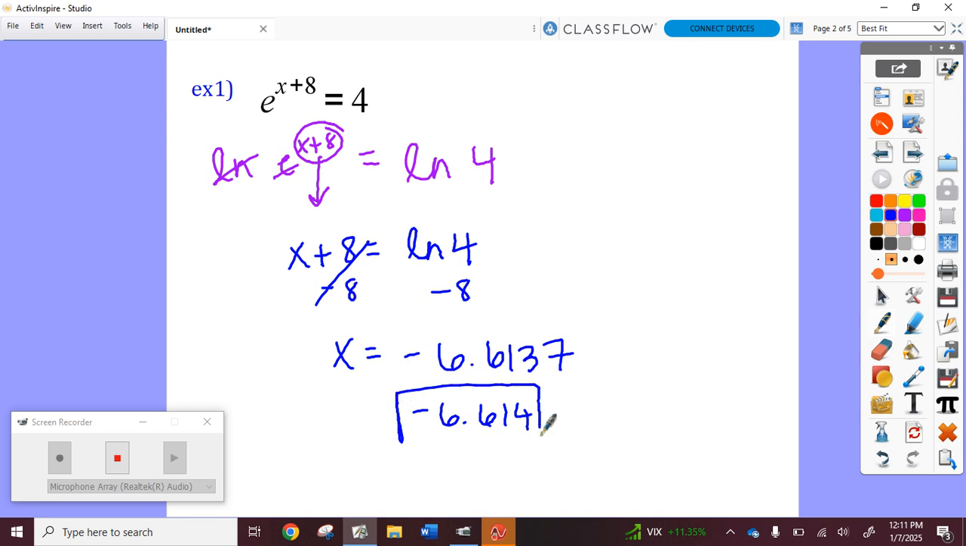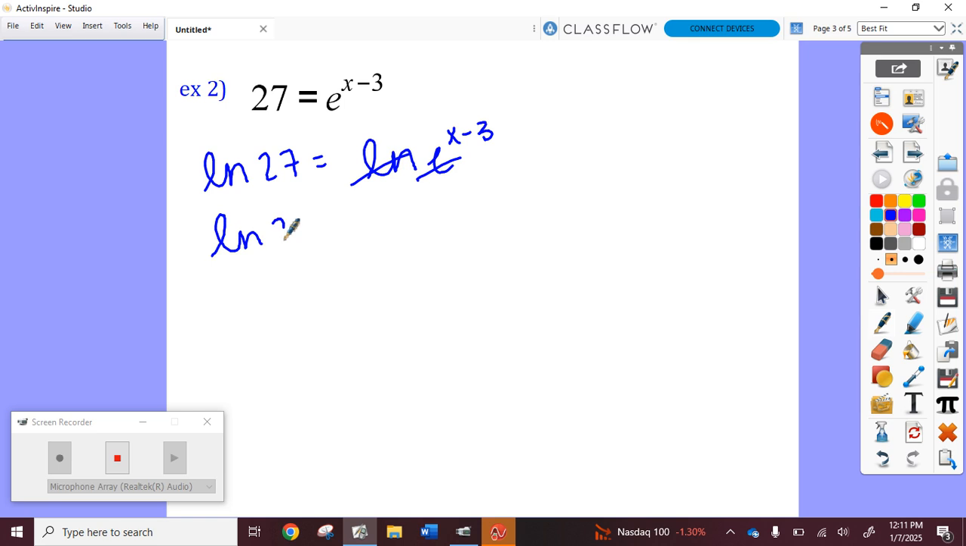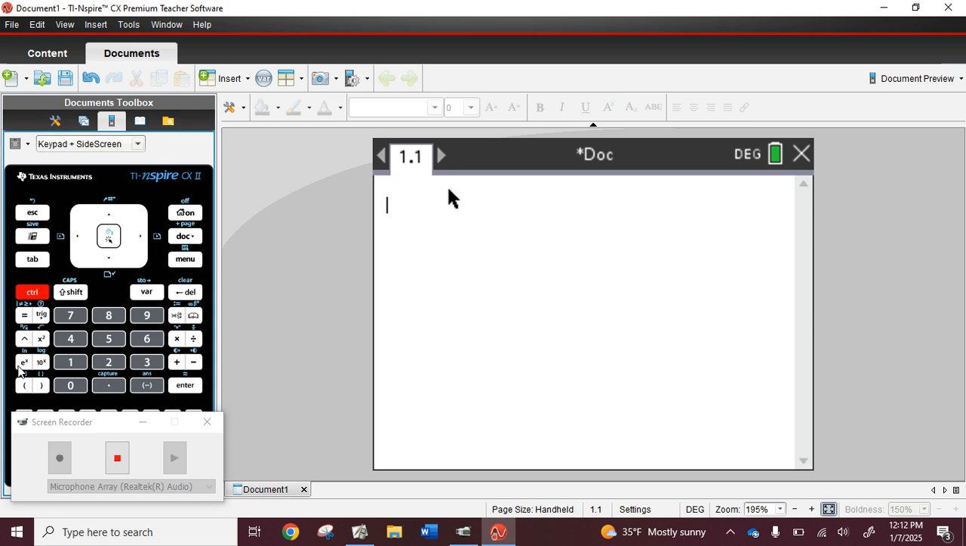Okay. Example 2. Make sure this is alone, and it is. So now I'm going to take the natural log of each side, ln. So remember, these will cancel each other out. So I have natural log of 27 equals x minus 3. To get x alone, I'm going to add 3 to both sides. So now my calculator should be ready. So control ln right here of 27 and then plus 3.